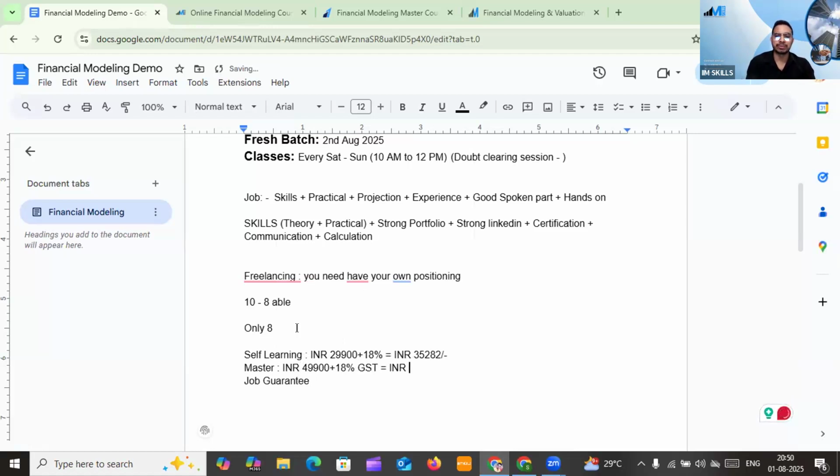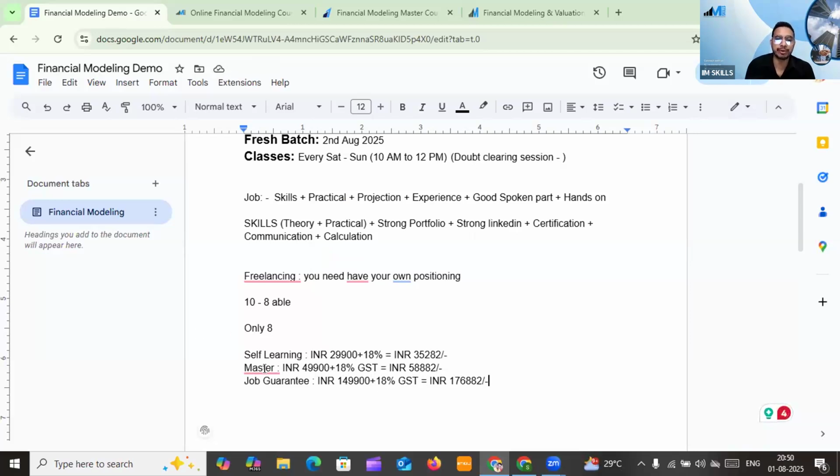So the final fee for this particular training program will be 58,882 rupees. And if anybody is looking for a job guarantee training program, where your main objective is to get a job and you need that assurance from IIM Skills, then the job guarantee course is the best course for you guys. This course is costing you 1,49,900 plus 18% taxes. Total course fees for this training program will be 1,76,882. This is about the course fees.